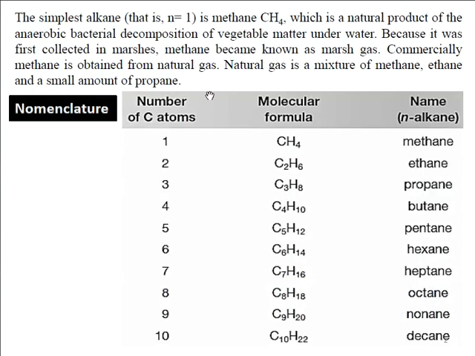The smallest member of the alkane family is methane, CH4. CH4 is the simplest alkane compound, which is a natural product of the anaerobic bacterial decomposition of vegetable matter and water, because it was first collected in the marsh. Methane is now known as marsh gas.